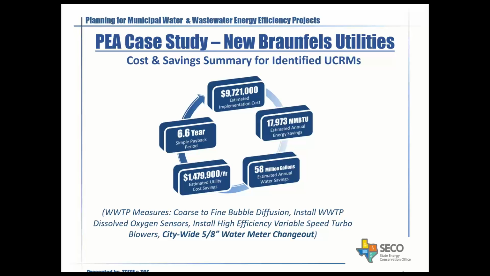We identified close to $9.7 million of projects, and they had a payback of 6.6 years with estimated utility savings of around 1.47 million per year. And this was mostly, the majority of it was from water and wastewater plant analysis. The biggest portion of this project was that we identified fine bubble diffusion, install water wastewater treatment dissolved oxygen sensors, install high efficiency variable speed drive turbo blowers on their water wastewater plants.